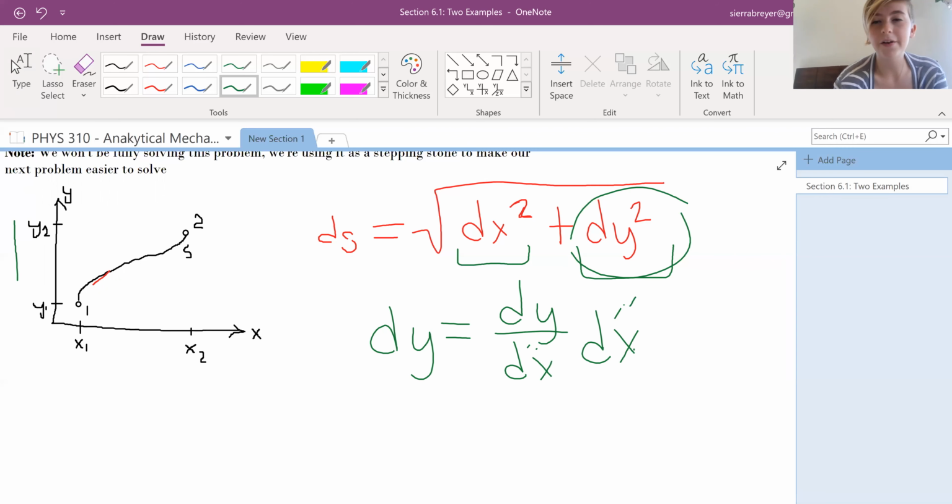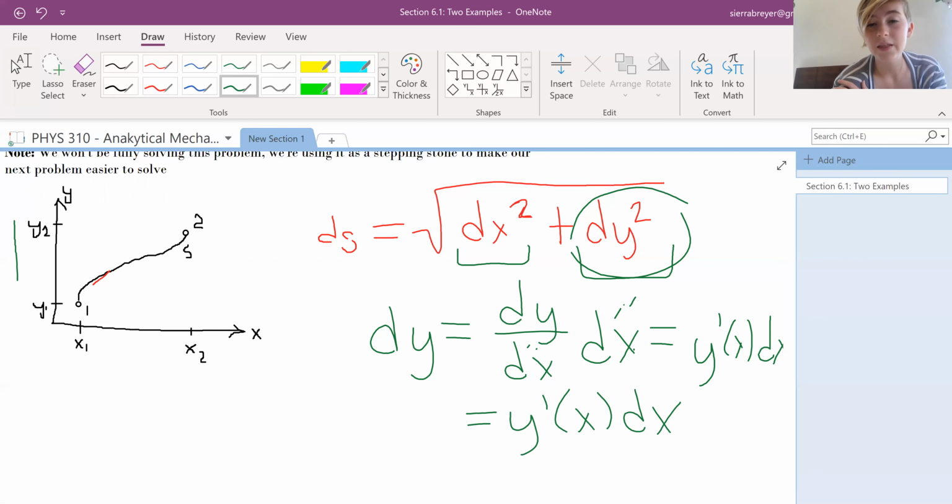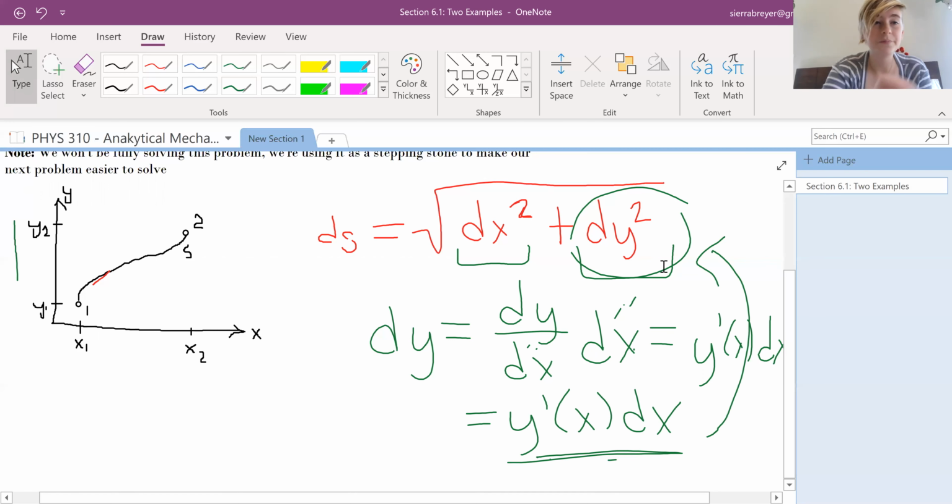If I were to do that, I don't know, my stylus isn't the best. But anyway, you can rewrite that as y prime of x times dx. Here, I'll write that over here. Basically, we're going to take this right here and plug it back into that equation.